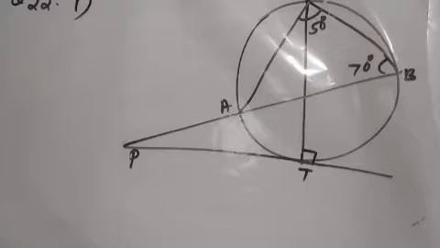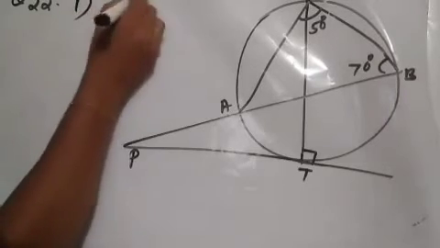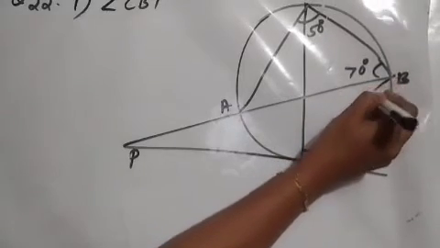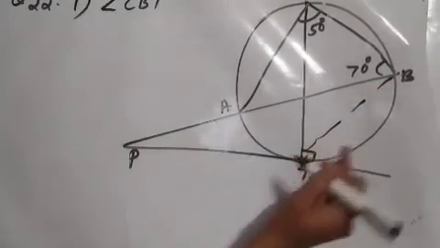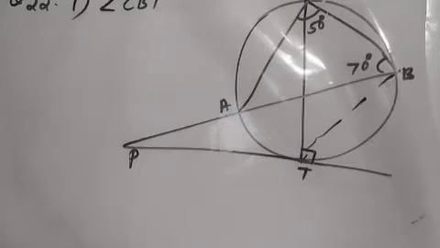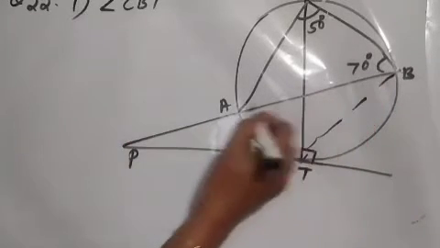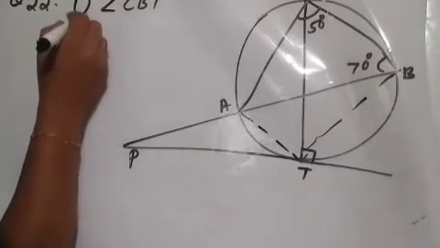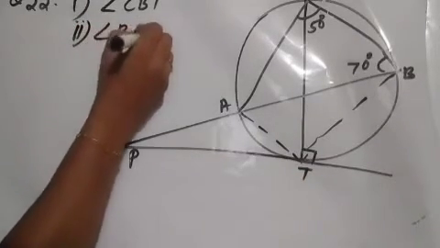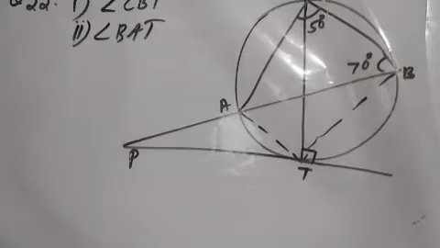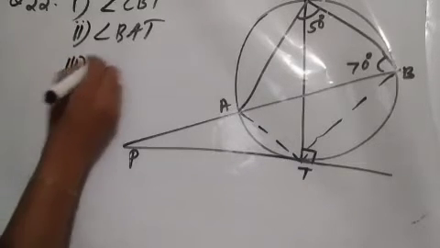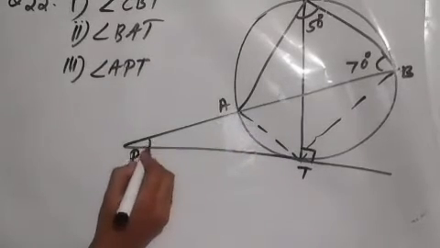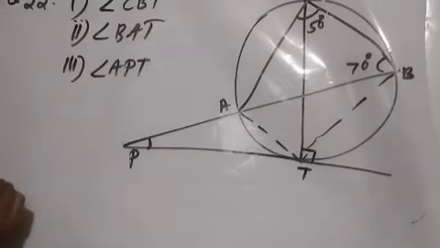First we have to calculate angle CBT. Let us join this BT. Then next we have to calculate angle BAT. Join that also. Third one, angle APT. Okay, these are the angles we have to calculate.